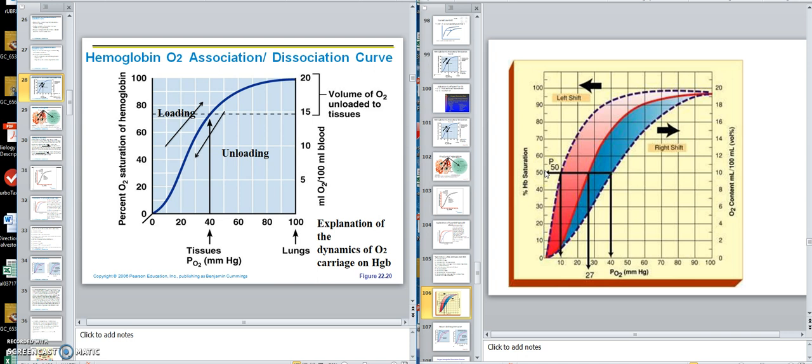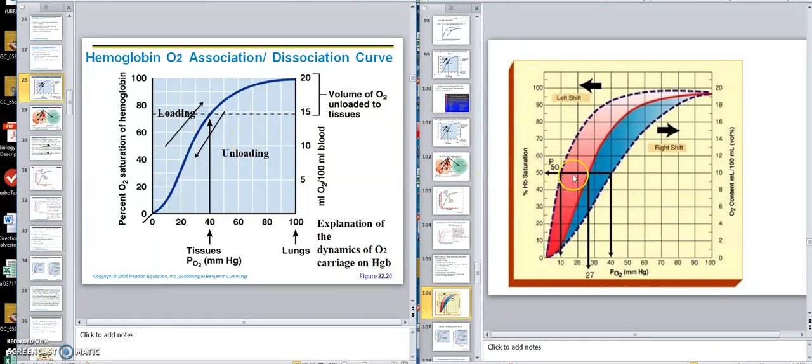All right. Let's assume this curve right here is the normal curve, and these dotted ones are shifted ones. Okay? Now, this is how I want you to look at this. We're picking the 50% saturation. I'm going to look at it from the unloading. Let's say we shift the curve this way to the right. We shift it to the right.